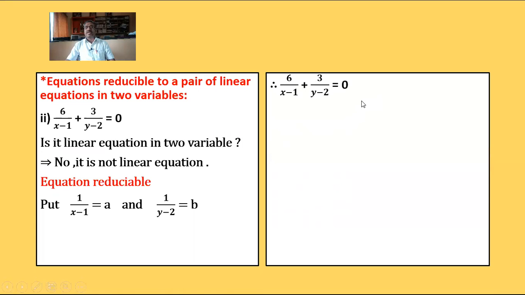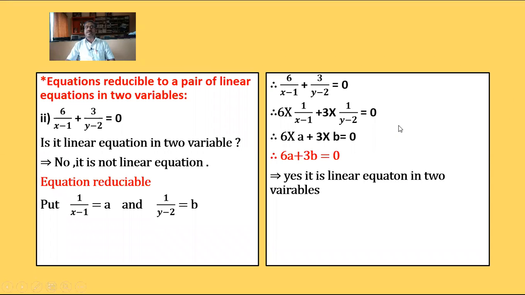Therefore, the given equation we rewrite as 6 multiply 1 upon x minus 1 plus 3 multiply 1 upon y minus 2 is equal to 0. Therefore, 1 upon x minus 1 is equal to a and 1 upon y minus 2 is equal to b. 6 multiply a plus 3 multiply b is equal to 0. Therefore, 6a plus 3b is equal to 0. This is a linear equation in two variable.